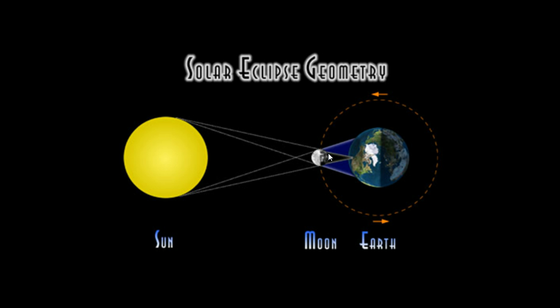But at least twice a year, the geometry lines up just right so that some part of the moon's shadow falls on the Earth's surface and an eclipse of the sun is seen from that region. So write down that it only occurs twice a year, about twice a year.